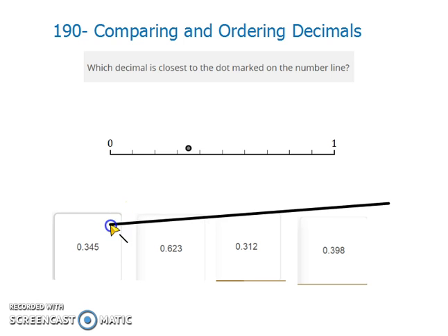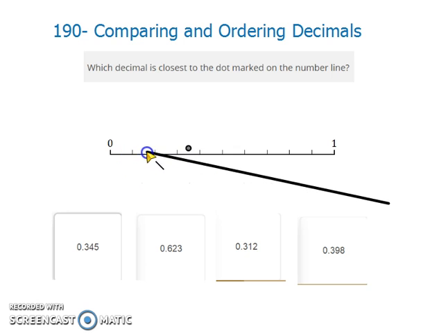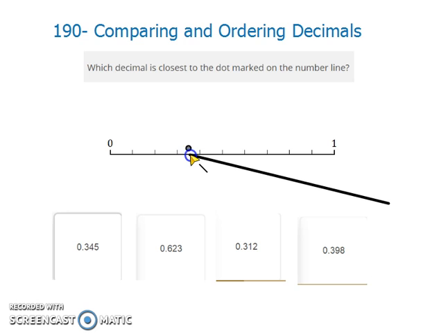Okay, now we have the values 0.345, 0.623, 0.312, 0.398. Let's see if we can cross any out of that just by looking at where this dot's located. Okay, it's not in the first, second or third section, it's in the fourth. So it hasn't quite gone all the way to 4, so it'll be 3 point something. So that means we can cross out this one. It can't be 0.623. Okay, now we need to look at where the dot is located within the 3 to 4 section.